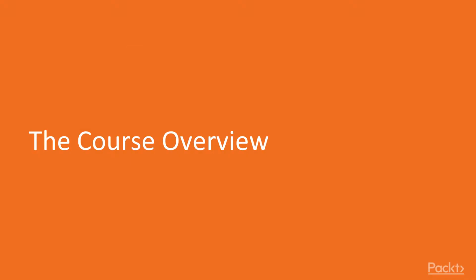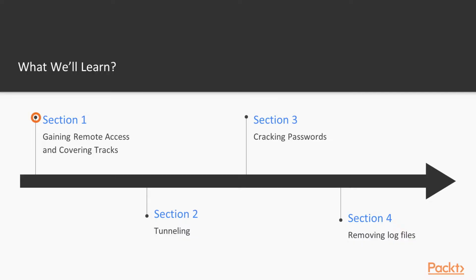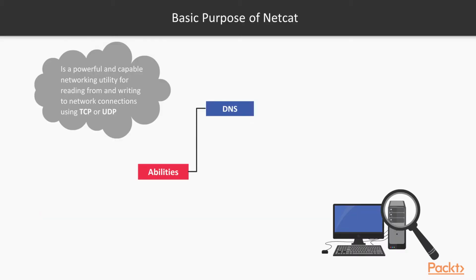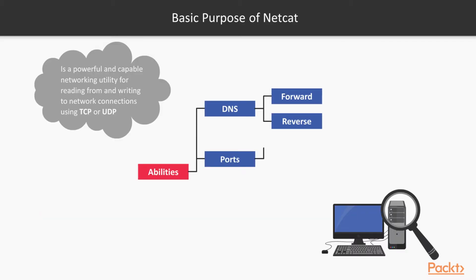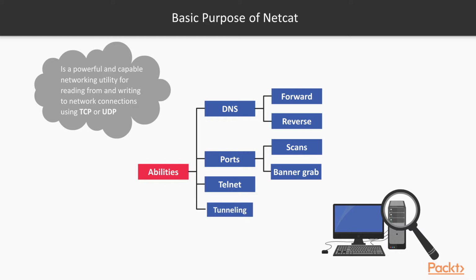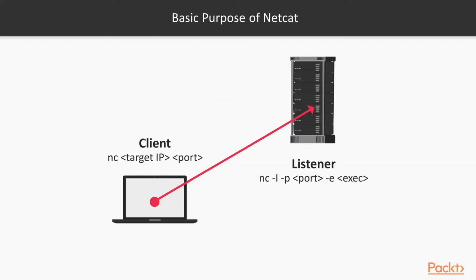Let's begin by giving you an overview of what you can expect in this course. We'll start off with Gaining Remote Access. In this section, we're going to look at using the Netcat utility to make connections to a remote system. We will then move on to finding an opening on a system to penetrate into it before concluding the section with learning to transfer files to that remote system and execute commands.